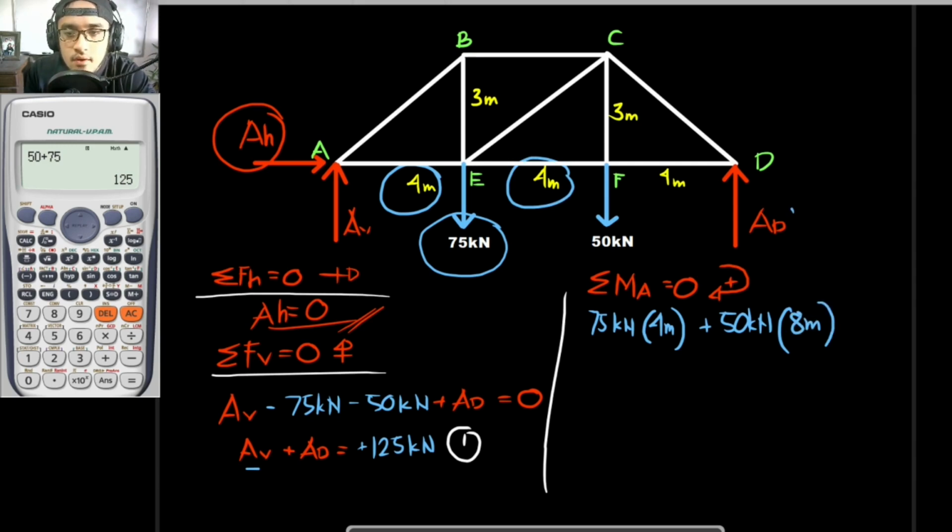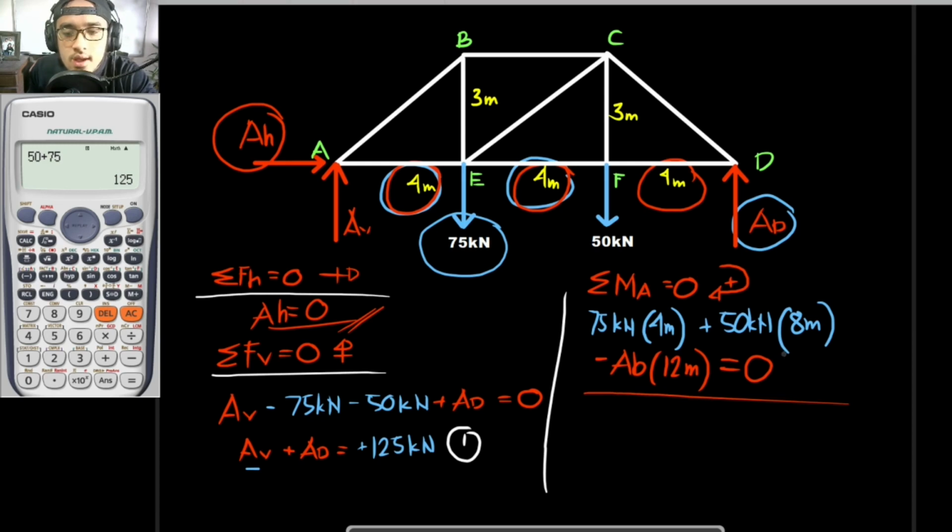Okay, and as for AB, that would be negative since it would give you a counterclockwise moment. So minus AB times the lever arm, and the lever arm is to be 4 plus 4 plus 4, that is to be 12 meters. And that is to be equal to 0. And in this equation right here, we only have one unknown, so we can actually solve for AB.